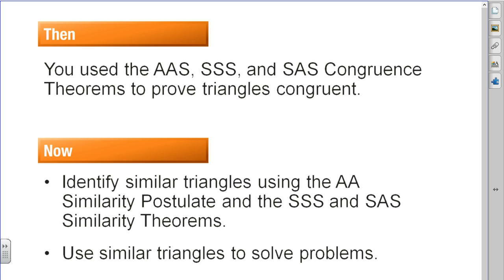We've used angle, angle, side, and side, side, side, and side, angle, side congruence to prove triangles are congruent. Now we're going to use angle angle similarity and side side side and side angle side similarity to prove that triangles are similar. We're not going to do any solving here today. I'm just going to go through in this video, kind of identify how they are similar, and then in class we'll do the solving problems.